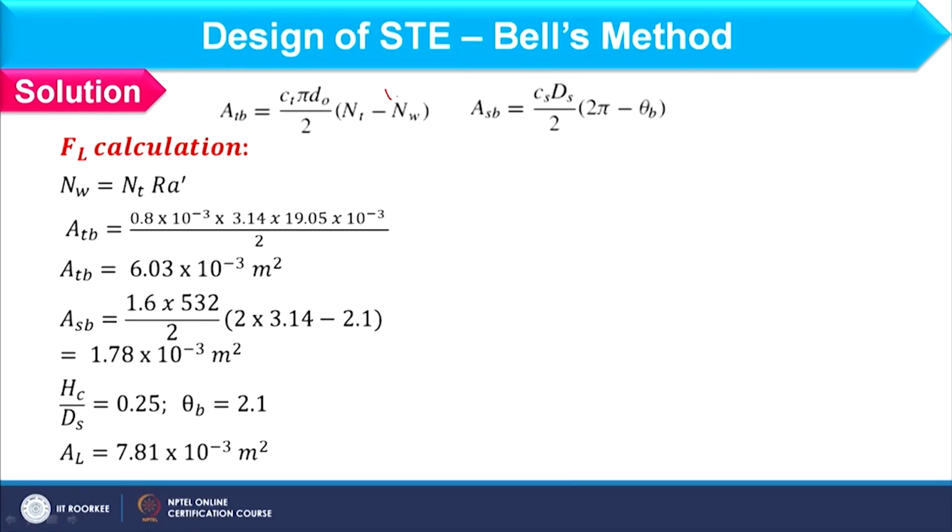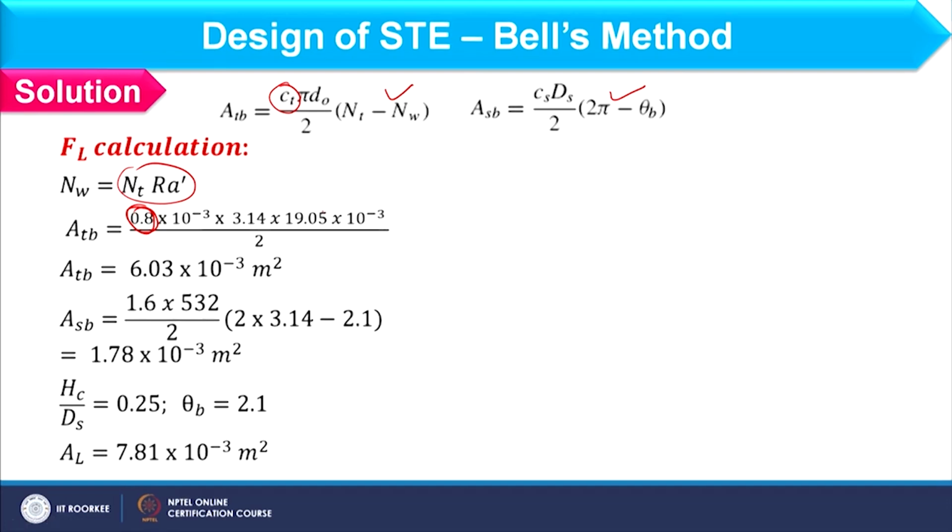The ATB and ASB expressions are given over here, and here we require NW. NW should be NT into RA dash, which we have already calculated, and ATB you can find out using this expression, where CT is basically the clearance between the hole in the baffle and the tube OD. This CT is always equal to 0.8 mm. In this way you can find out the ATB value.